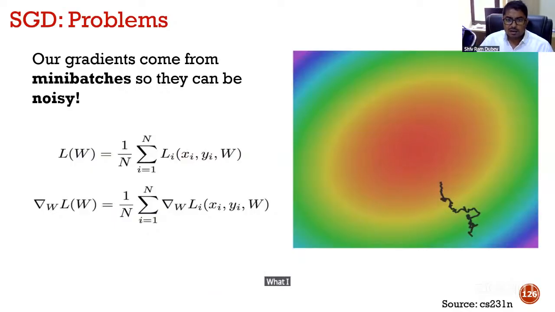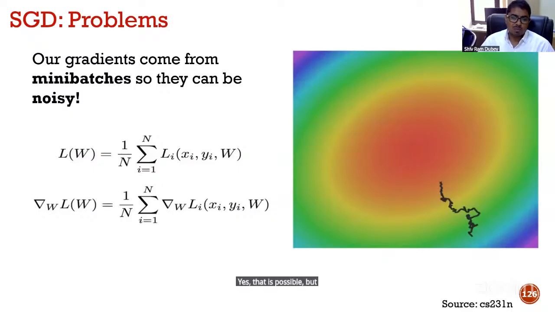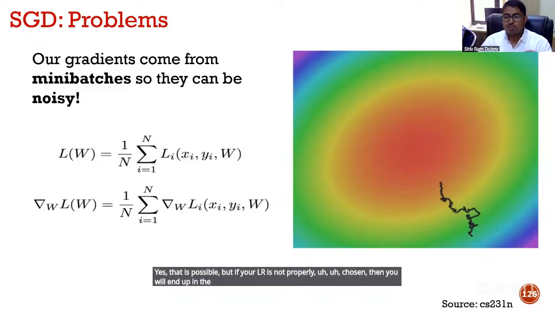What I think is that LR discretizes the moves towards the minima. So the lower the LR is, the smoother the moves will be towards the minima, and hence avoiding the oscillation. Yes, that is possible. But if your LR is not properly chosen, then you will end up with a convergence problem. Then your model will not converge at all.